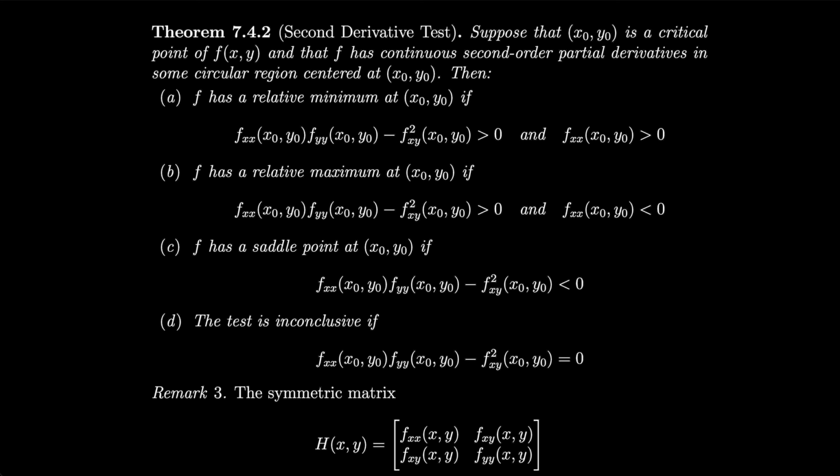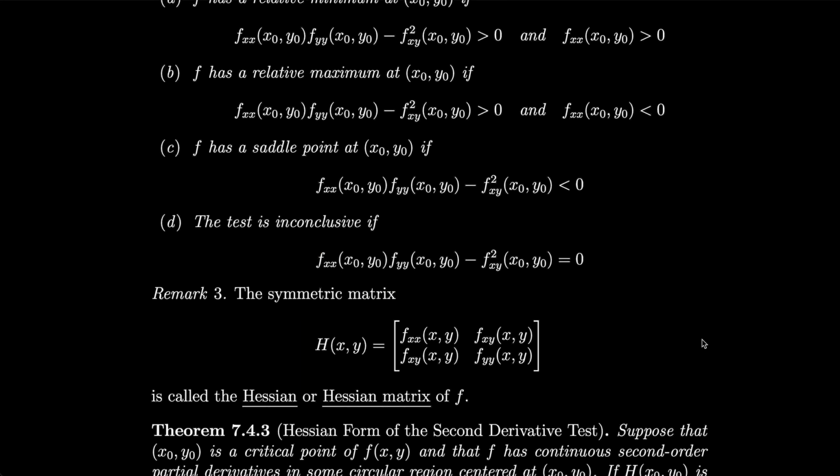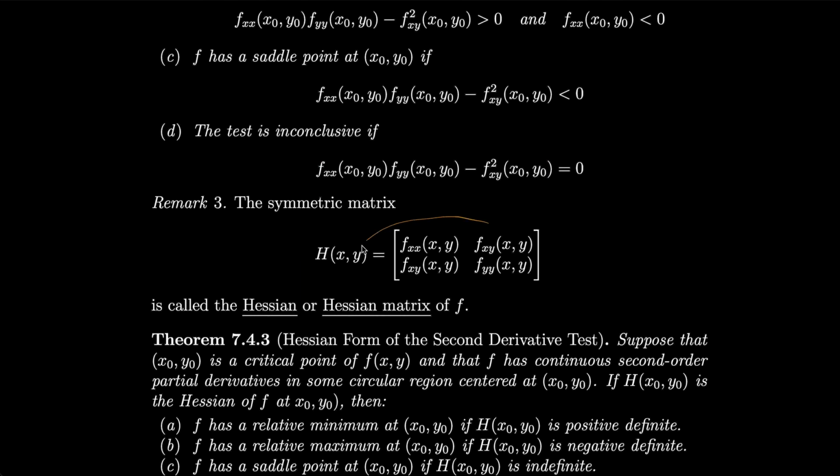It'll have a maximum there if this is positive, but the second partial is negative. So that's the only difference over here. And it'll have a saddle point if this quantity is negative. If this quantity happens to be exactly equal to 0, then the test is worthless, unfortunately. The matrix that we make out of the partial derivatives is called the Hessian, and that's pretty much what we'll tend to use to do our tests.